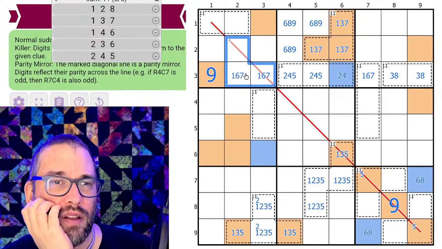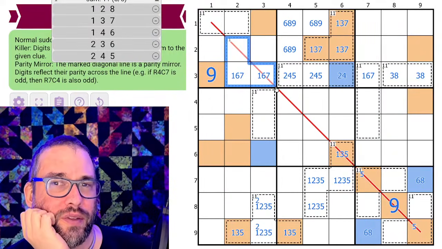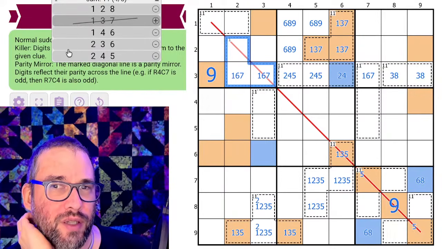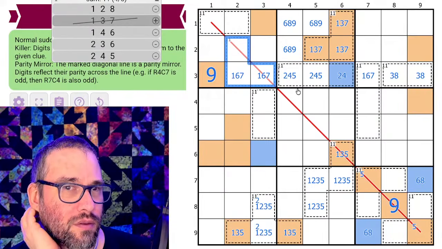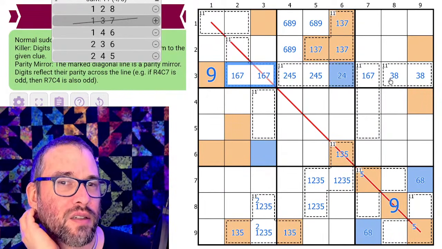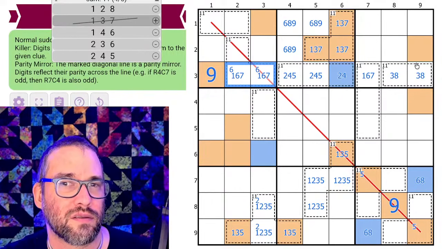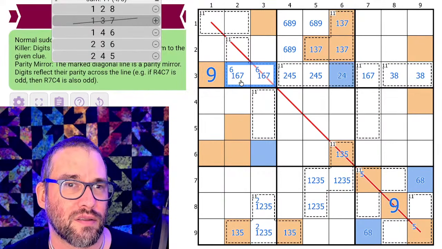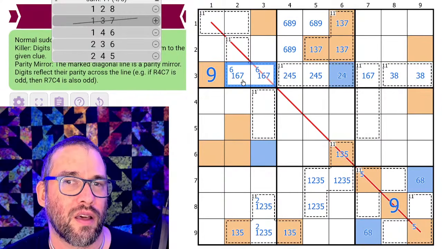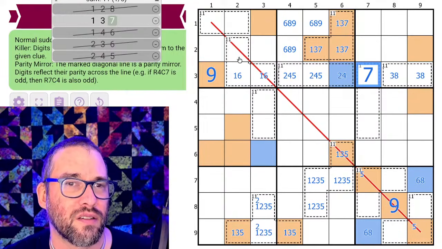Right, if this is all odd, that puts 6 odds in the box. Can't do that. So this is not all odds. So it's not 137. So this isn't a 1-7 pair. So that it definitely contains a 6. And it's not 2-4-6. So this is just 1-6. 7's there.